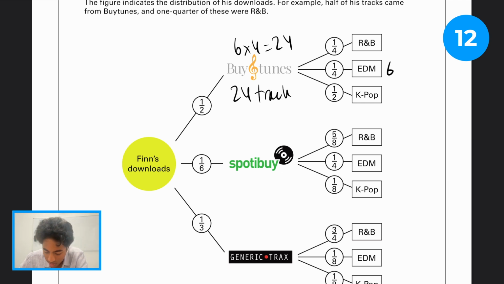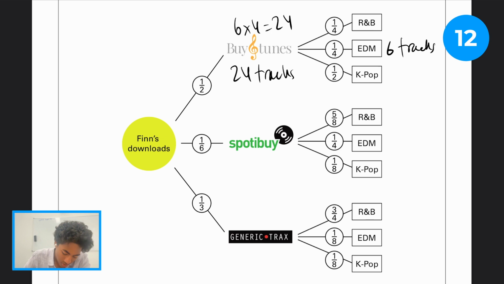Because if he bought 6 tracks of EDM at iTunes and EDM is a quarter of iTunes, it is 6 times 4, so 24. Then if iTunes is half of Finn's downloads, that means Finn's downloads has to be 24 times 2. So Finn has downloaded in total 48 tracks, right?